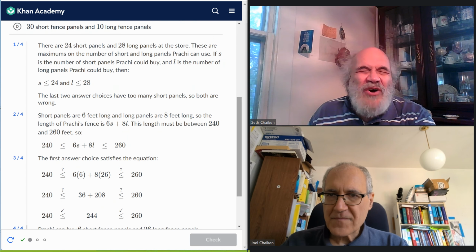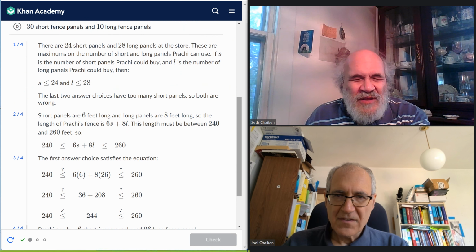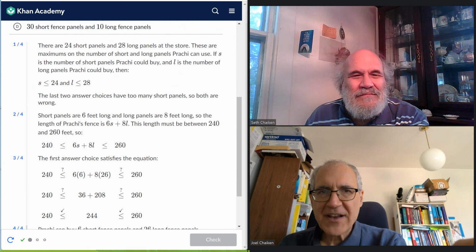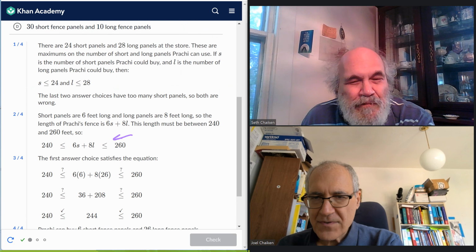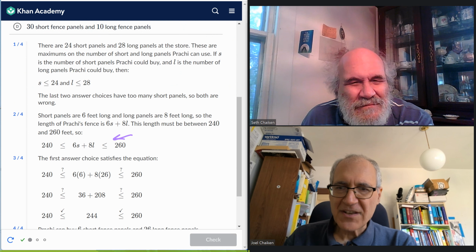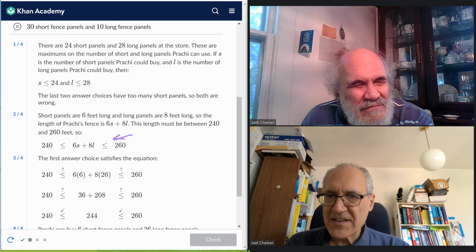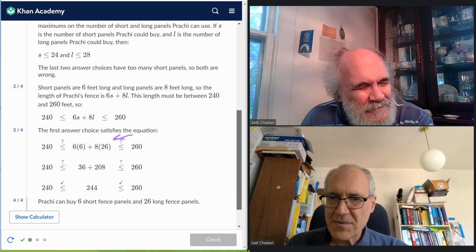They start with the data about the number of panels that the store has in stock. That's very smart of them. Notice that this answers the question about inclusive or not. Between is considered inclusive. So again, it matters how you define between. But here they do include it. So they knock out the last two. So now they just do the first two, and that's it, to see which one works.